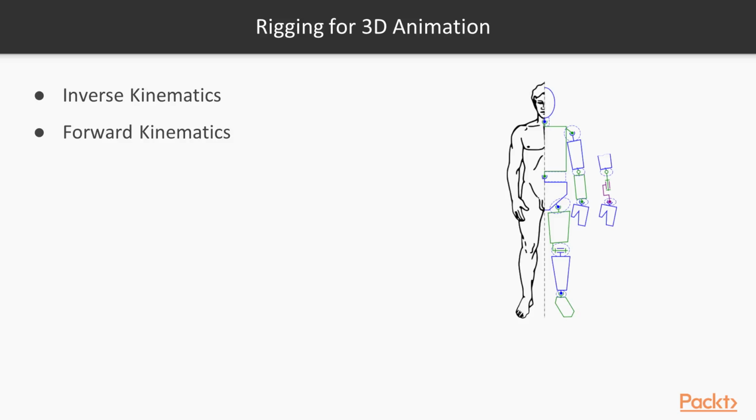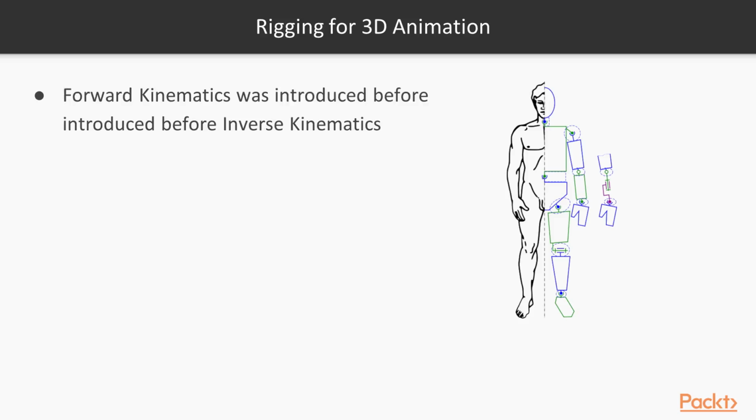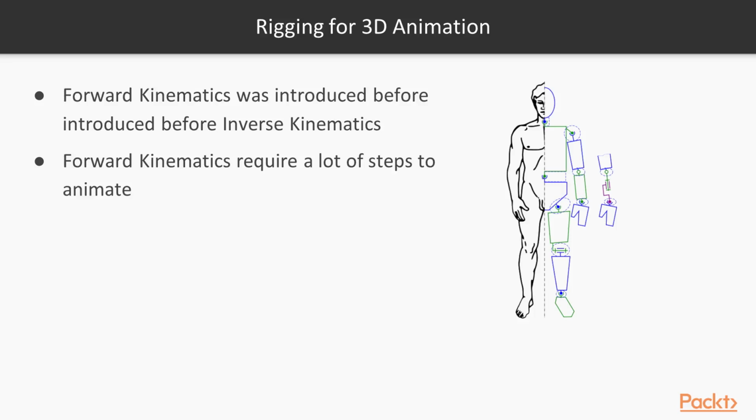But also a part of rigging is the kinematics. And there are two types. There's inverse kinematics and there's forward kinematics. Forward came first before the inverse was created. And what forward means is that essentially you have, let's say, an arm, and it has its bones extending from the shoulder to the hand.